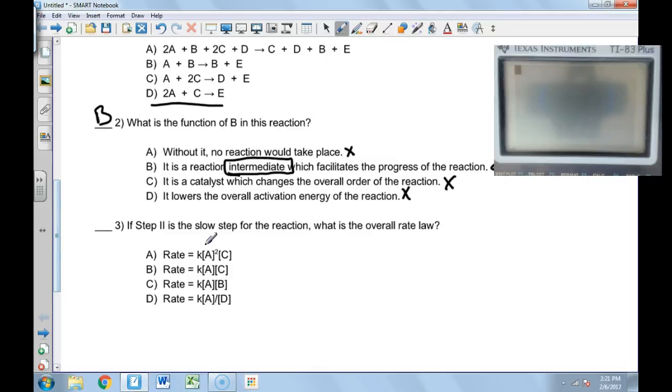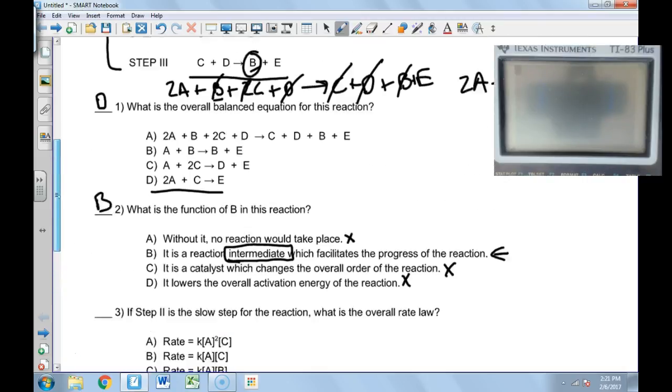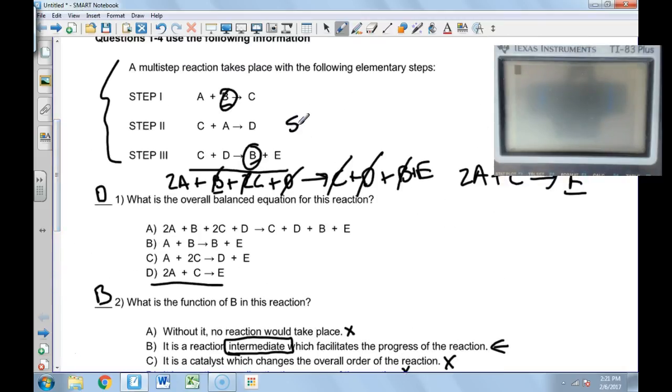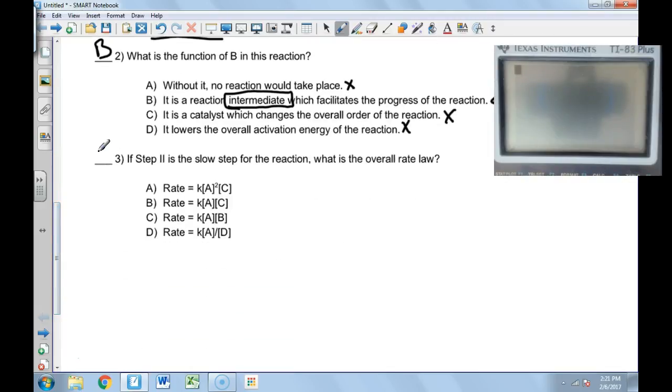Now, for part C, it says if step 2 is the slow step. So going back up here, we're saying that this is the slow step. That means the rate law is going to be reflective of the stoichiometry here. So it's going to be A to the first and then C to the first. So that would happen to be B as well.